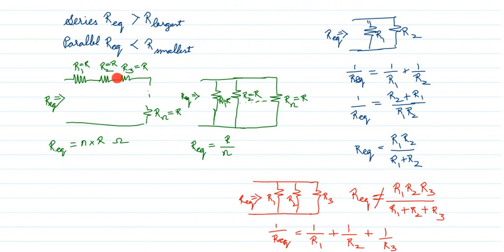Suppose I have n resistances, R1, R2 up to Rn, all of equal value. What will happen now? R plus R up to nR, so the equivalent resistance is n into R. Similarly, if n resistances of value R are in parallel, the equivalent will be R by n.